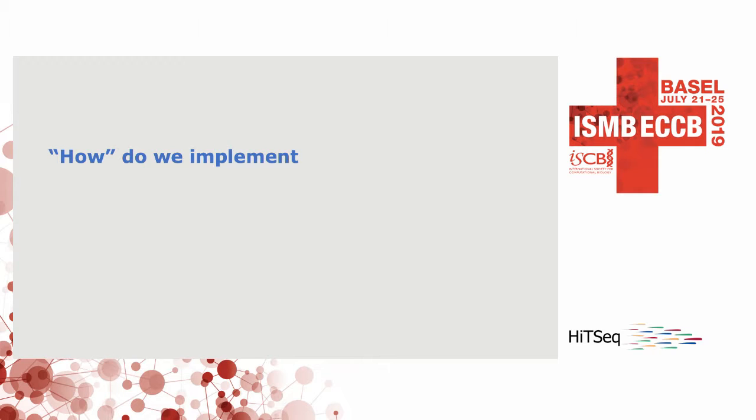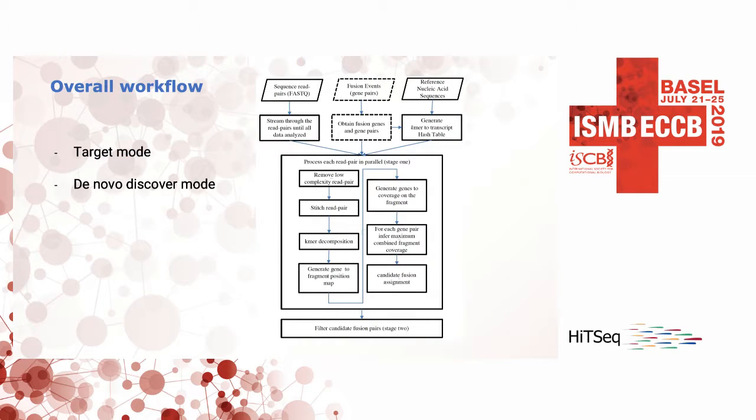So the next question is how do we implement this? This is the overall workflow. It consists of three parts. I will go into slightly more detail later, but our tool consists of two major modes. One is the target mode, one is the de novo discovery mode. We consider that the majority of the time the investigators or the companies are only interested in the target mode, because we already know what the driver fusion events are, and which fusion events have been identified to be relevant.